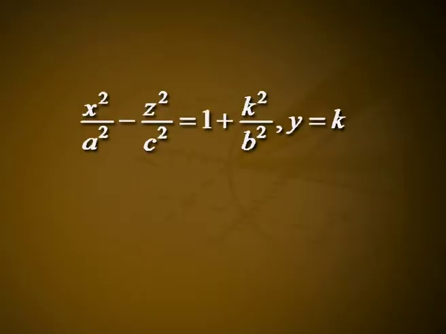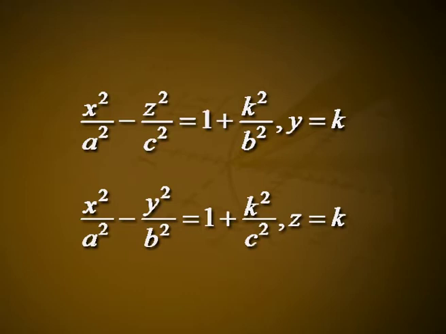increases. The sections by the planes y is equal to k and z is equal to k are the hyperbolas x square by a square minus z square by c square is equal to 1 plus k square by b square, y is equal to k, and x square by a square minus y square by b square is equal to 1 plus k square by c square, z is equal to k respectively. These hyperbolas extend to infinity as k varies from 0 to infinity or from 0 to minus infinity.